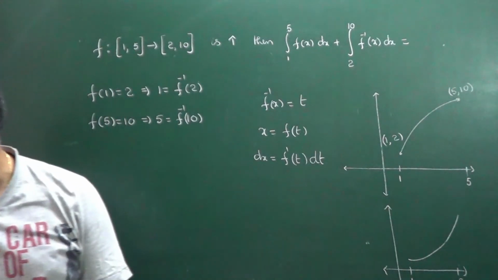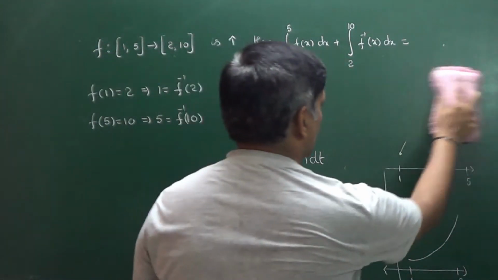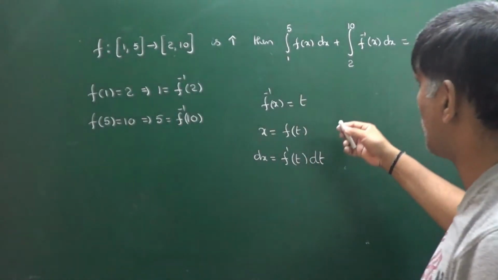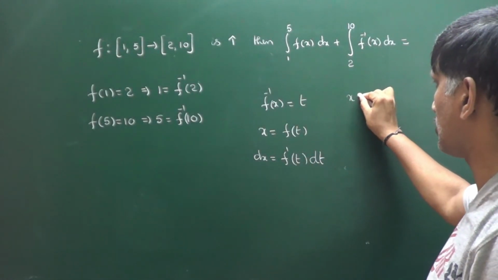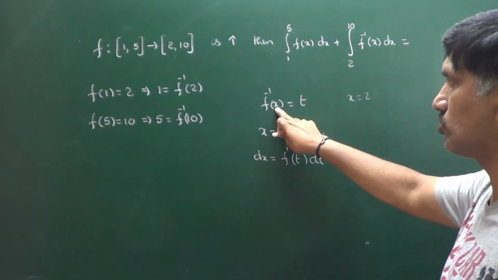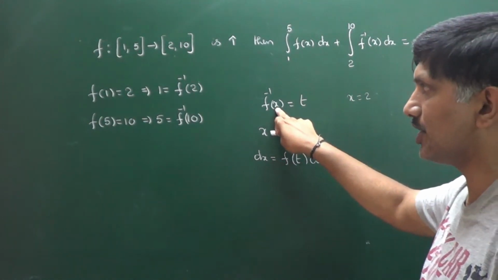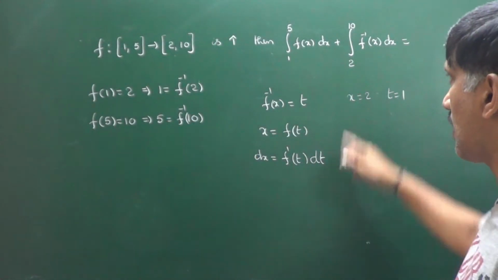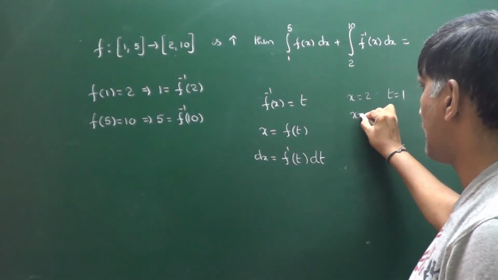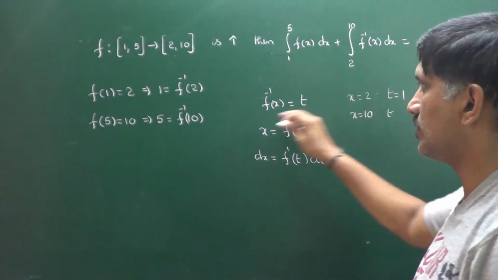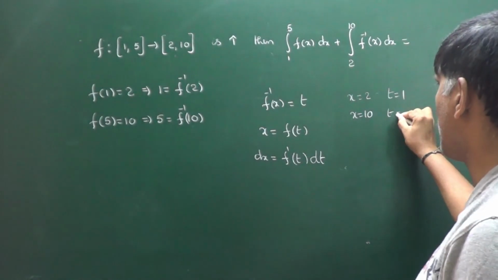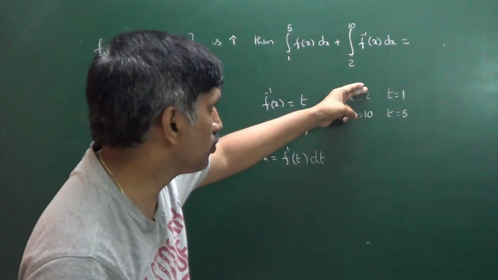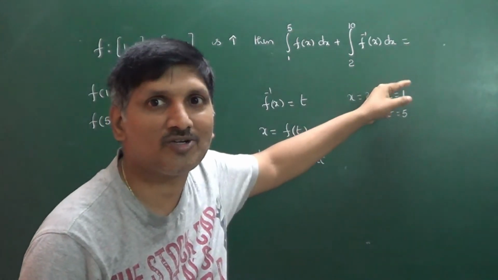But whenever we are taking the substitution, we have to change the limits also. So now observe here, when x is equal to the lower limit, when x is equal to 2, f inverse of 2 is equal to 1. That's why we will get t is equal to 1. Next, the upper limit is x is equal to 10. When x is equal to 10, f inverse of 10 is equal to 5. So you will get t is equal to 5. So that's why 2 to 10 changes as 1 to 5.